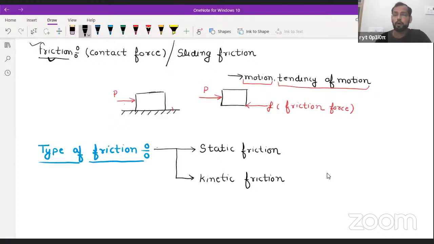Fine. So now what is the static friction? Can anybody tell me what is the static friction? Here the term static means when the body is at rest, but there should be a tendency of motion, because if there is no tendency of motion, then there will be no friction. So static friction will come into picture when the body is at rest, but there is a tendency of motion.